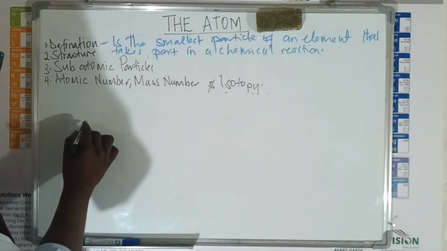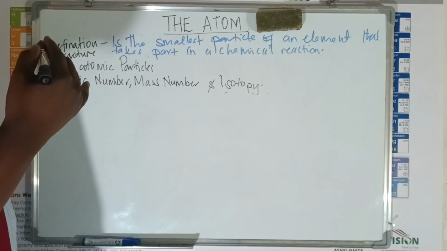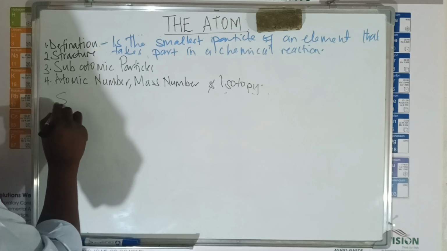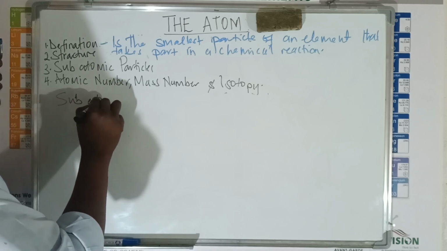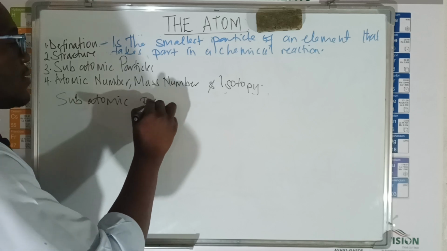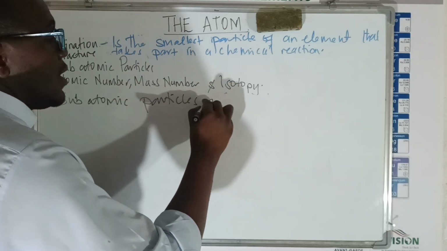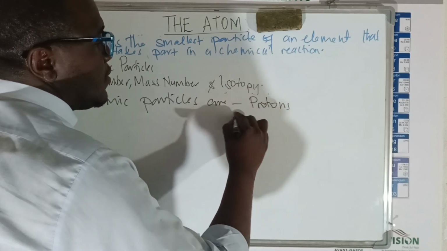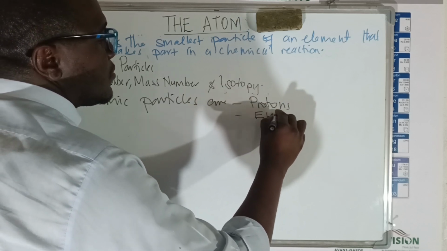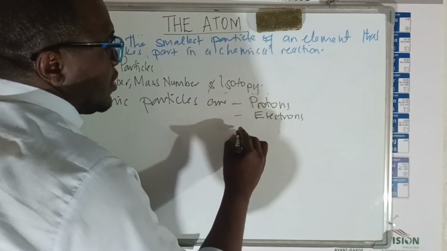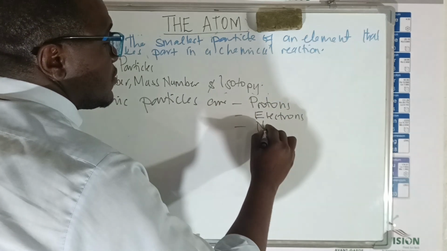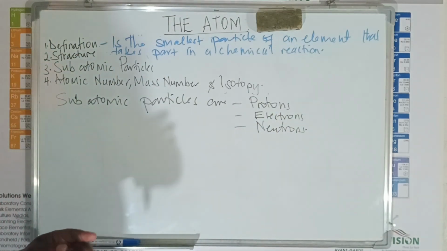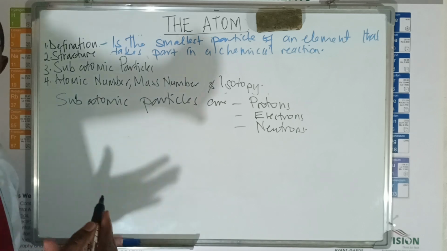So let us have a table. We can have a table where we have the three subatomic particles, because we have learned that the subatomic particles are the protons, they are electrons, and they are neutrons. Now, to show their property, I want us to have a simple table.